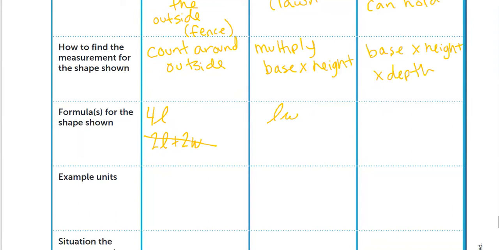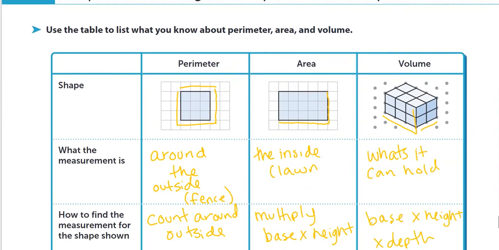You could do base times height. It means the same thing, depending on how you learned it before. And then for this one, we would do length times width times depth, or base times height times depth, or base times width times depth, as long as you're doing the 3 different directions. The example units here, well, it's 4. We have 4. And then the distance around the outside is 3. If you double check it, 3 and 3 and 3 and 3.